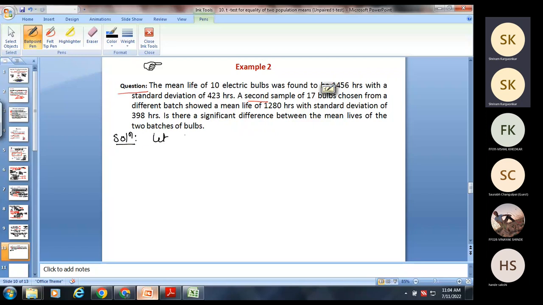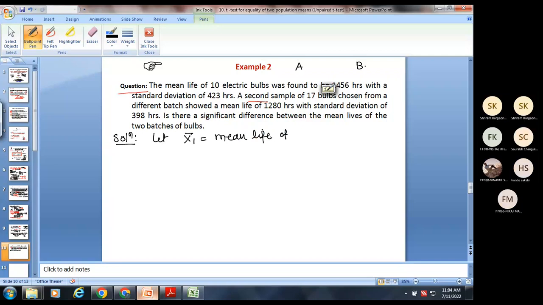Let's define the terms. Basically there are two populations, suppose A and B. You can assume that. Now what is x1 bar? Mean life of bulbs from the first sample, right? And what is x2 bar? Mean life of bulbs from the second sample, right? And what is S1?